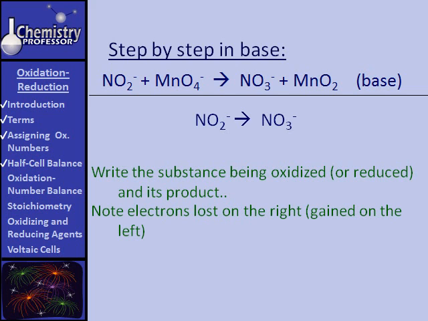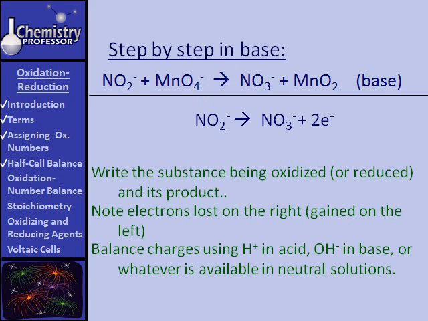Now, note electrons lost on the right or electrons gained on the left, whatever the case may be. Well, this is going with nitrogen from a +3 to nitrogen at a +5. So what's it doing? Well, it's losing 2 electrons. So we write the electrons lost on the right. Think about it, and it will make sense. All right.